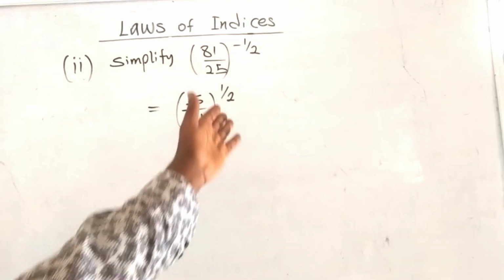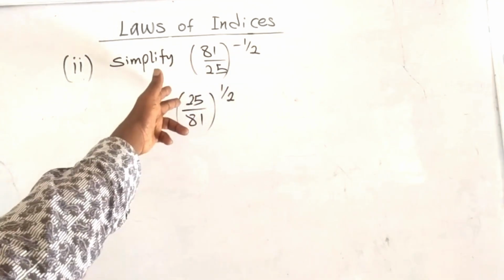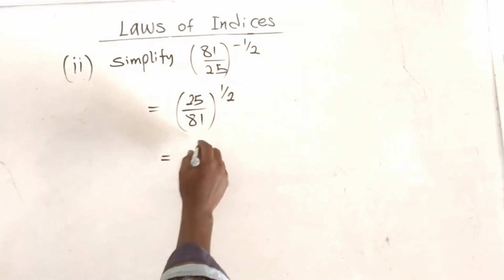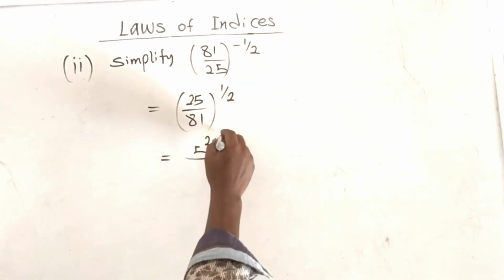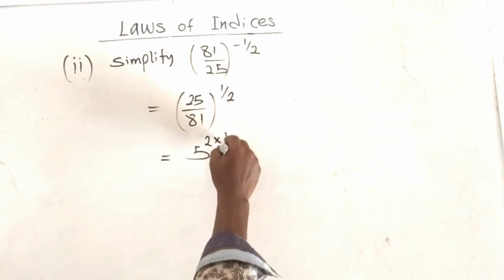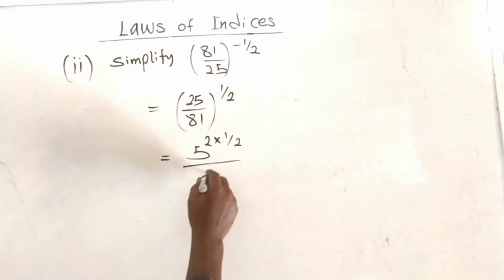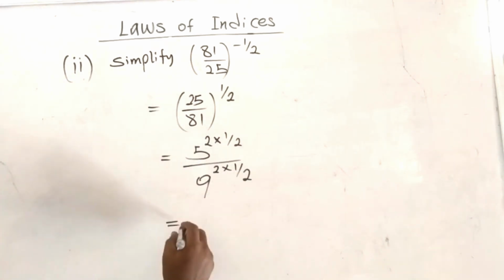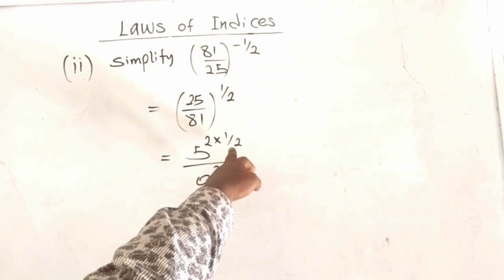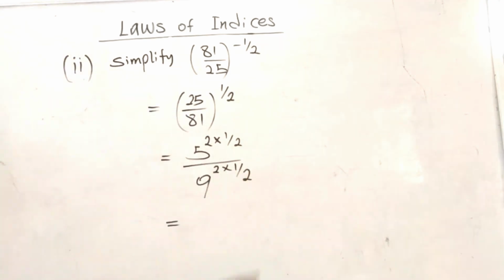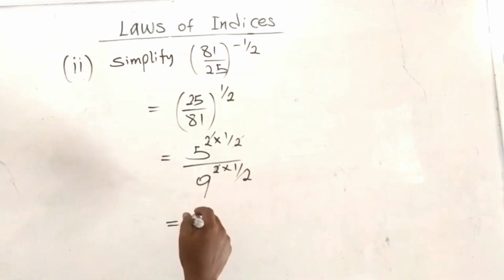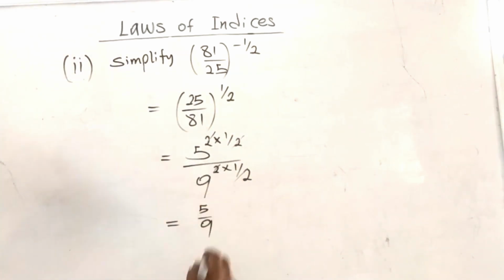The power half is a square root. The square root of 25 is 5, and the square root of 81 is 9. So as you can see, the 2 cancels the 2 here. So we have 5 over 9.